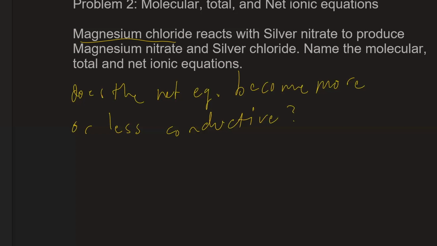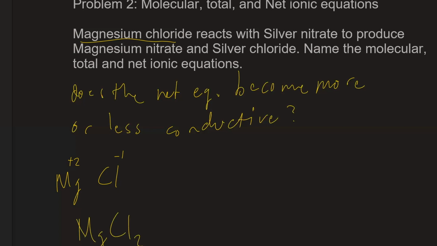So we have magnesium chloride. We know we have an Mg and we have a Cl. And we know that magnesium has a +2 charge and chloride has a -1 charge. So then we just do our cross multiplication strategy and we get MgCl2.